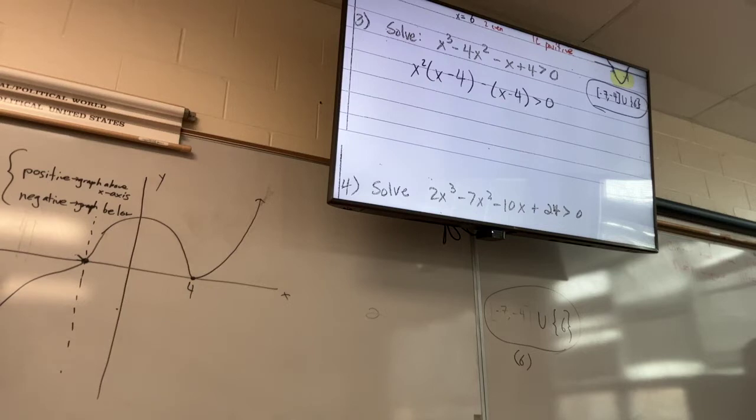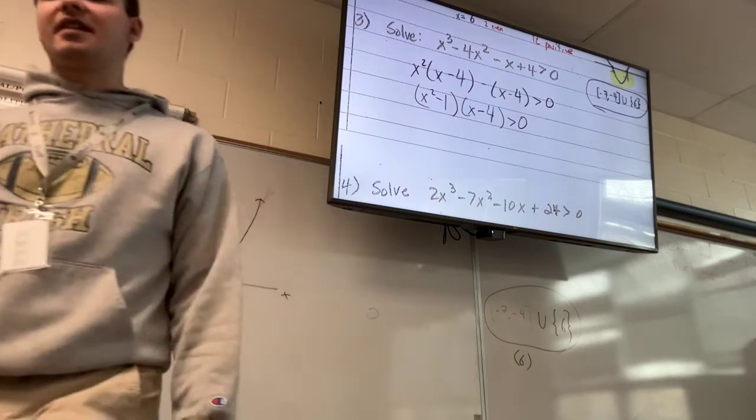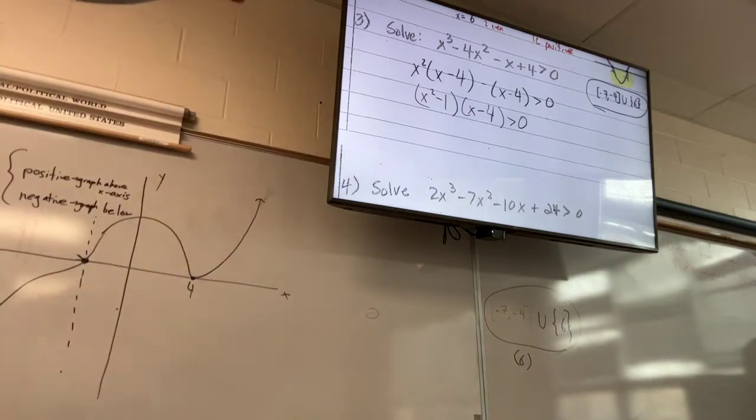Yep. So we're gonna factor. Good stuff. Am I factored all the way? No. What do I need to do? Yeah, I got a difference of squares up there. Okay, so I'm not done factoring, I got a difference of squares.